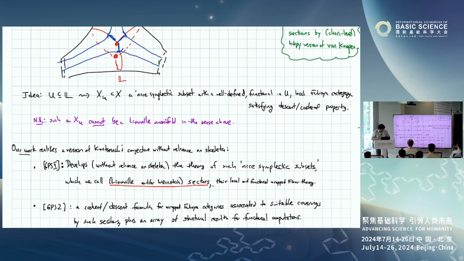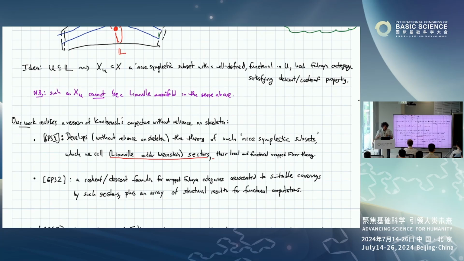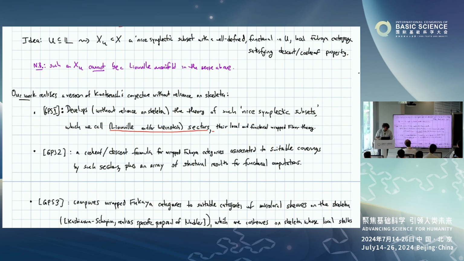So a rough overview of our work is that it realizes some version of Kontsevich's conjecture that doesn't really depend on skeletons. We focus on the theory of these nice symplectic subsets, which we term Liouville and Weinstein sectors, and develop their local and functorial wrapped Floer theory. Because that's really the content of our first paper, and I'll spend a lot of the time today telling you about that.